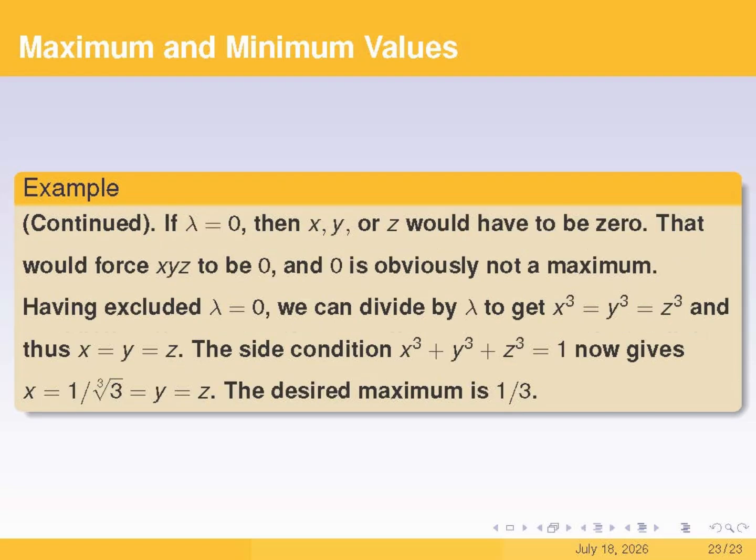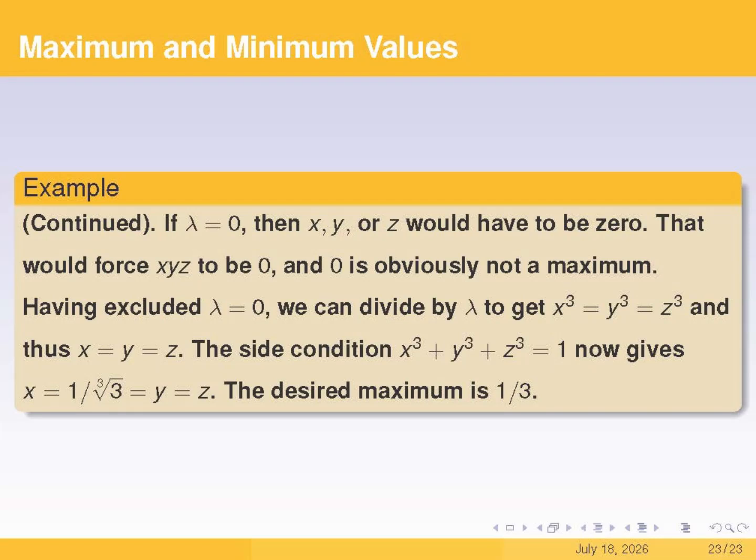If lambda is 0, then looking at the equations from the previous slide, we can tell that at least one of x, y, or z has to be 0. That would make the function value 0, and we know 0 won't be the maximum. So we can safely assume that lambda is not 0.